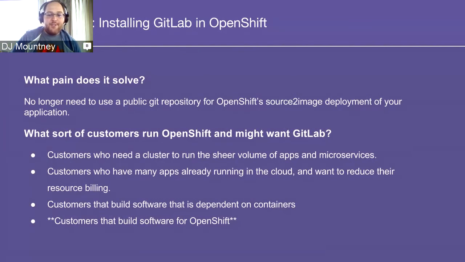So what sort of customers run OpenShift and might want GitLab? The first three things are the exact same as DCOS: lots of apps already running in the cloud, and software that's dependent on containers. With the addition that, because we're talking about the all-in-one developer virtual machine, also customers that build software for OpenShift, and Red Hat OpenShift themselves who are working on the platform. This is very much something they want in the product, and that's why the plan is to ship it right in the developer VM, because it makes their lives easier as well.